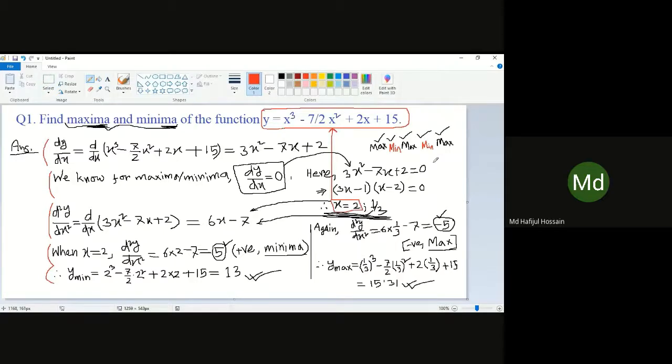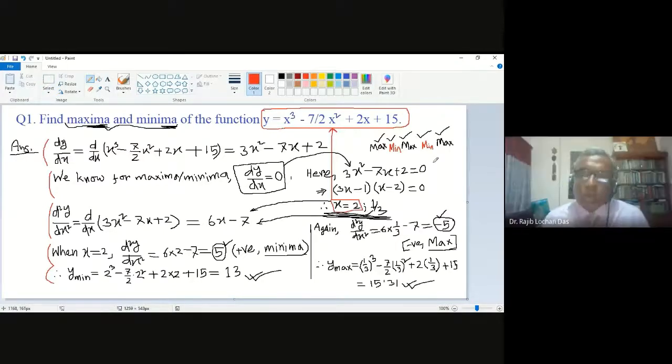Yes. Why is this the answer? Because in the question they said find the maxima minima of the function. So you will find maximum of the function and you will find minima of the function. So there will be two answers.